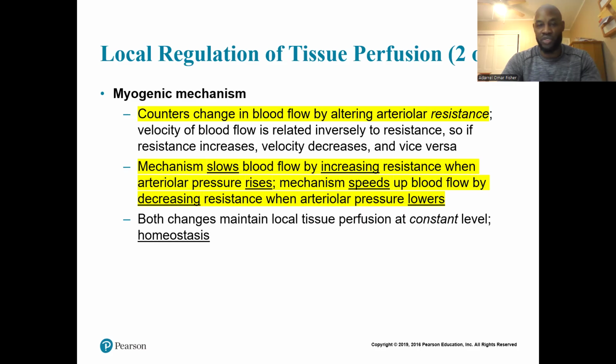Velocity of blood flow is related inversely to resistance. So resistance increases, velocity decreases, and vice versa. So this mechanism slows blood flow by increasing resistance. When arterial pressure rises, mechanism speeds up blood flow by decreasing resistance when arterial pressure lowers, right? So it can maintain, control blood flow.